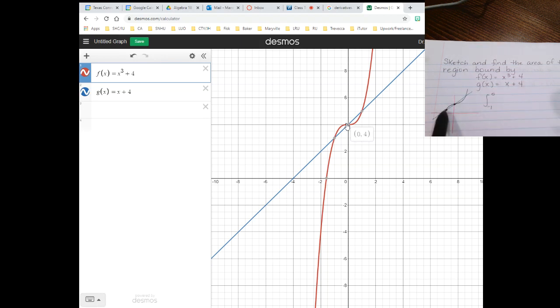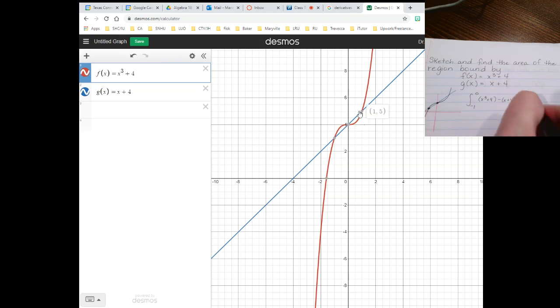And remember, it's the curve, so that's the x cubed plus 4x minus the line, that's the x plus 4 dx. And then we'll do the integral on the right, or the region on the right. This time we're going from 0 to 1. And if you look at this region, that's where the line, that's the x plus 4, is above the curve.